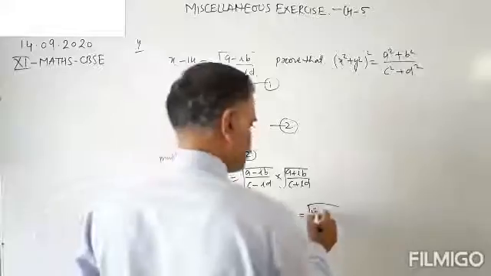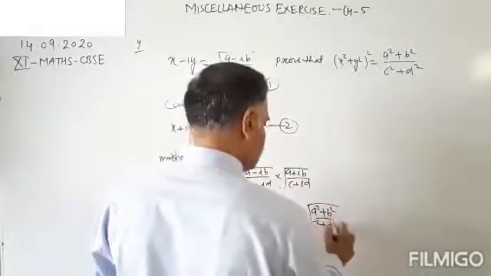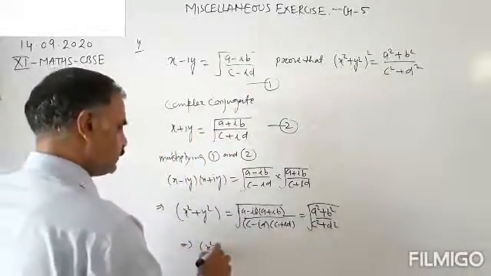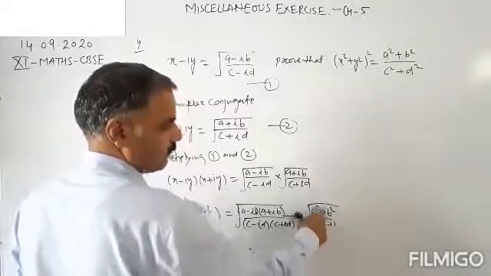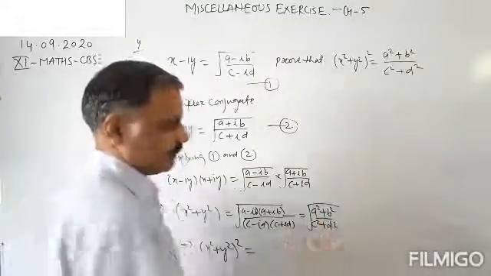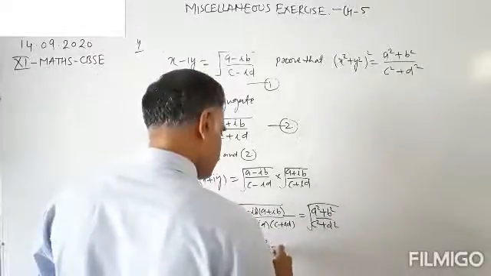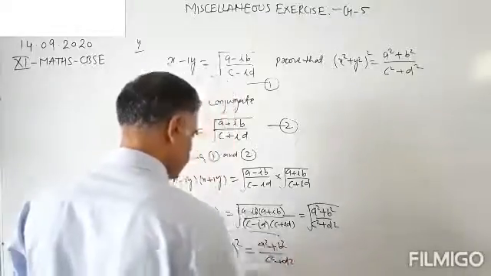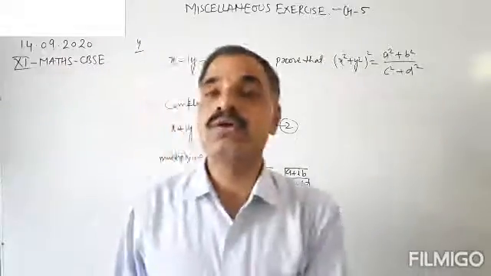So this is a square plus b square, and similarly this is c square plus d square. Now squaring on both sides, we will have (x square plus y square) whole square equals, the square root sign will cancel, so we will have a square plus b square upon c square plus d square. Okay, so this is the solution that we wanted to obtain.